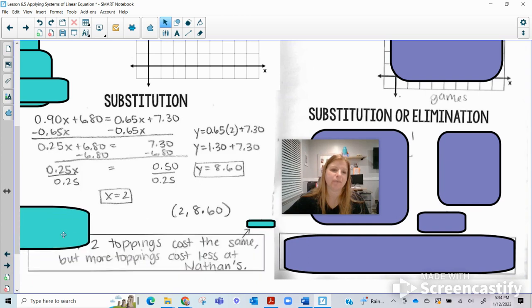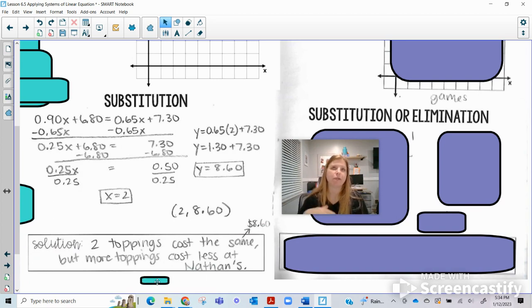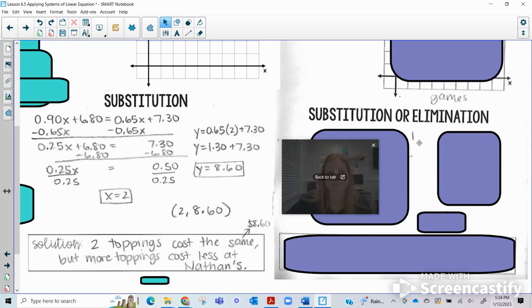And that's what I wrote here. 2 toppings would cost the same, but more toppings would cost less at Nathan's. So if you wanted more than 2 toppings, you'd then want to go over to Nathan's because his toppings are less expensive.